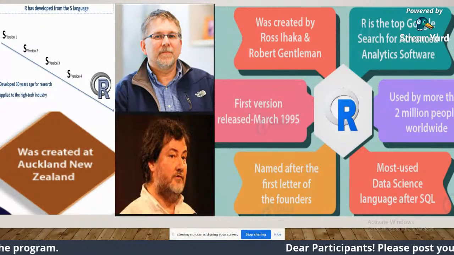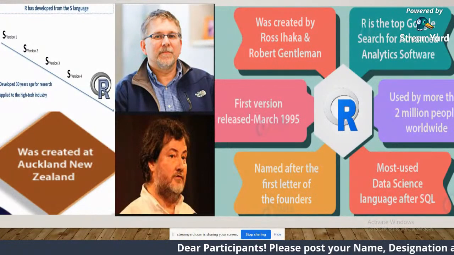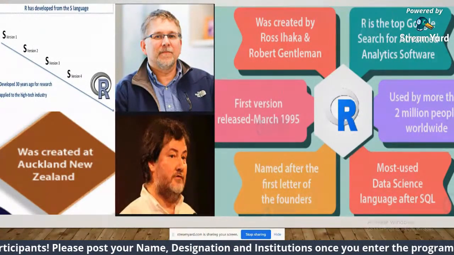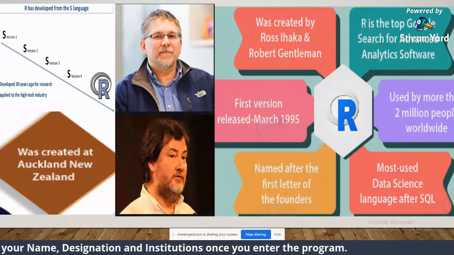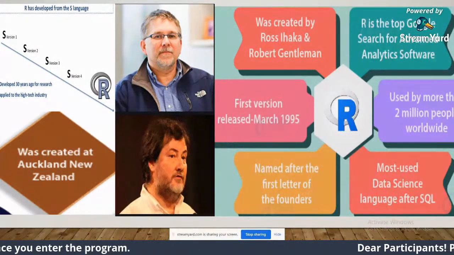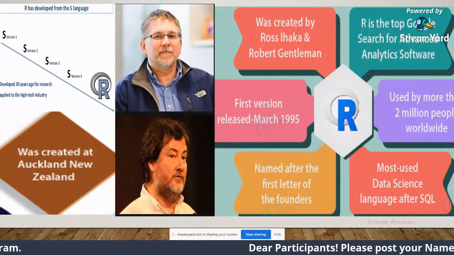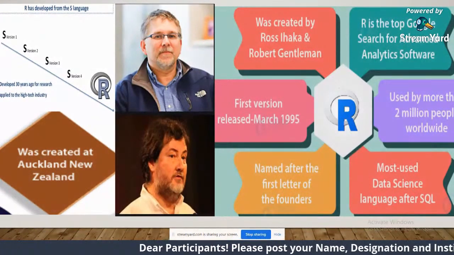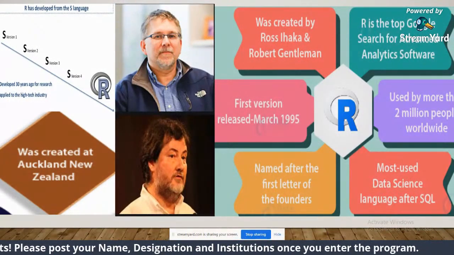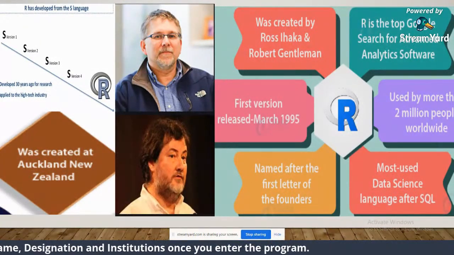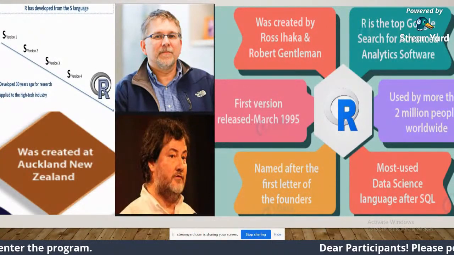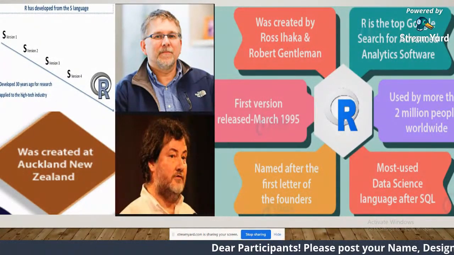It was created by Ross Ihaka and Robert Gentleman, and the first version of R was released in March 1995. Now, why R? Because the two persons who developed it, Ross Ihaka and Robert Gentleman, both have first names starting with R. So that's the reason they named this language R. It's not anything special; since both their names started with R, they named it after the first letter of the founders.